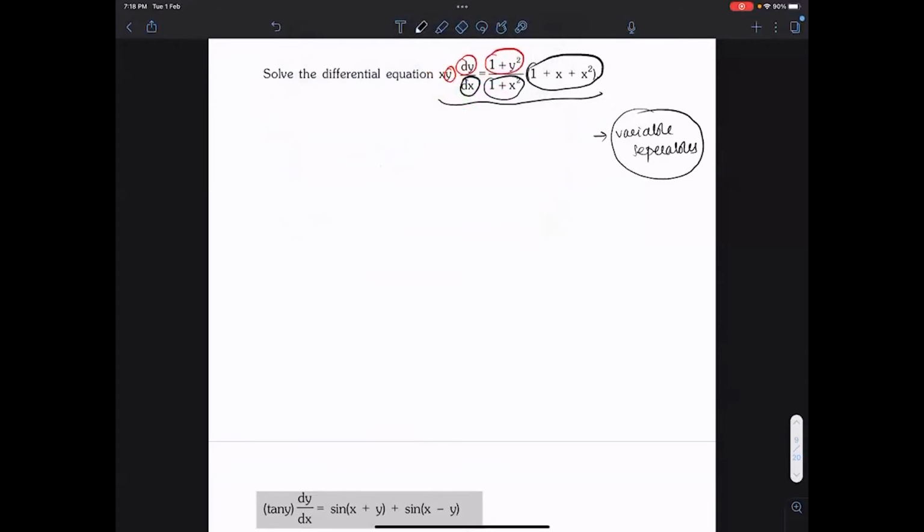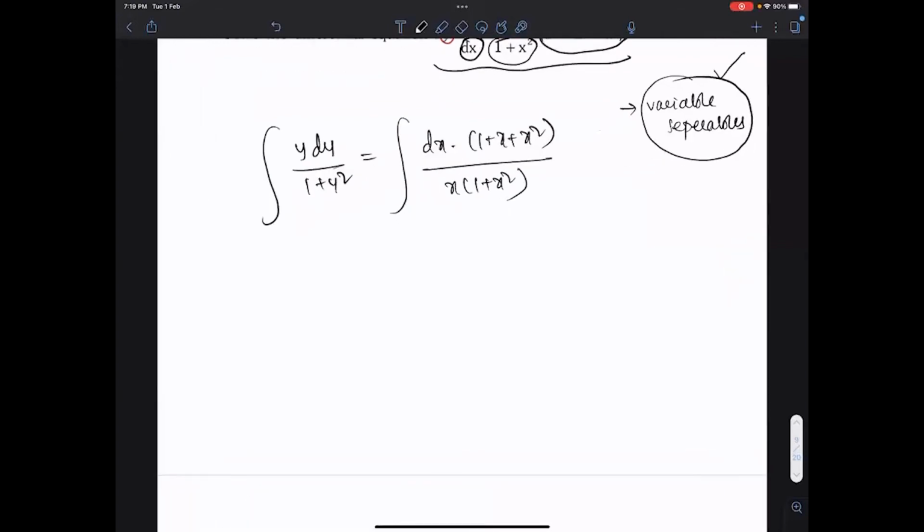So y dy by 1 plus y square, and all x terms one side, dx into 1 plus x square by x into 1 plus x square. Now you just need to integrate both sides. You will get the solution. That is only the variable separables. Pretty straightforward. You need to know how to integrate.